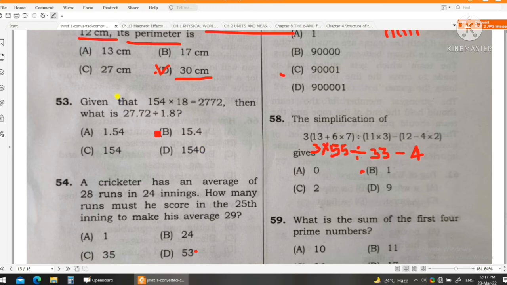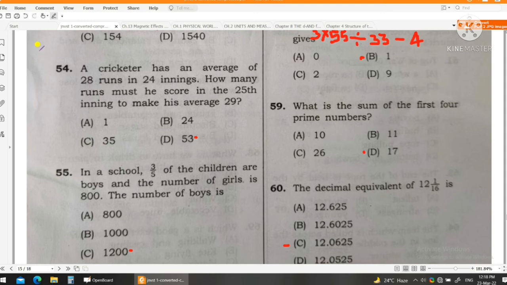In the same way, question number 53, given that 154 into 18 is equal to 2772, then what is the value of this equation? In this one the examiner wants to know about your knowledge of decimals. So you can easily get it. The answer to 53 is option B. Now question number 54, a very easy question. A cricketer has an average of 28 runs in 24 innings. How many runs must he score in the 25th match to make his average 29?